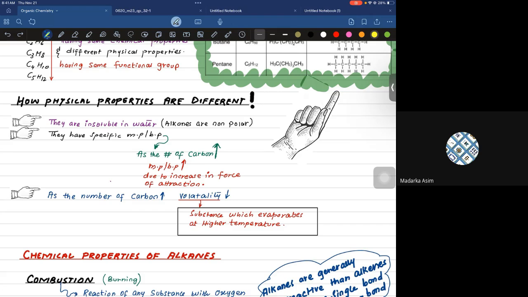So remember, they are directly proportional to each other. As the number of carbons increases, the force of attraction increases. First you have to see this, otherwise physical properties would be very difficult for you. Okay.